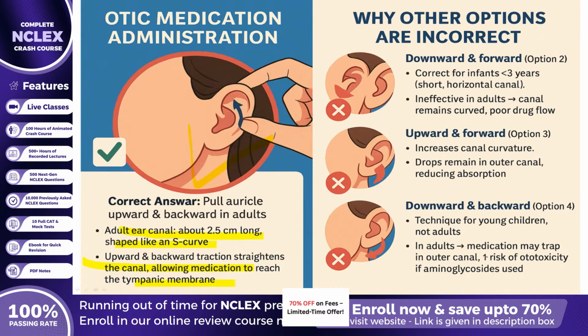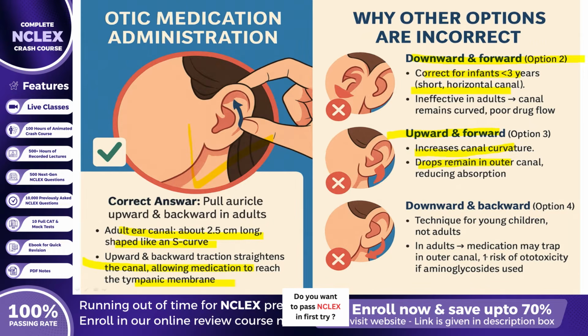Pulling the auricle downward and forward, as in option 2, is the right approach for infants under 3 years of age because their canals are shorter and more horizontal. Using this in an adult would leave the canal curved and block effective medication flow. Option 3, pulling the auricle upward and forward, is misleading because forward traction actually increases the canal's curvature, making it more difficult for drops to move inward.